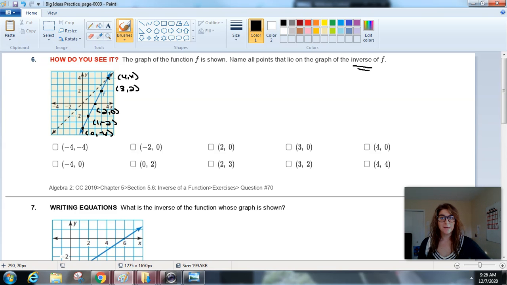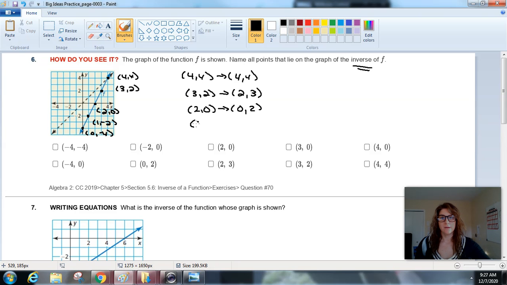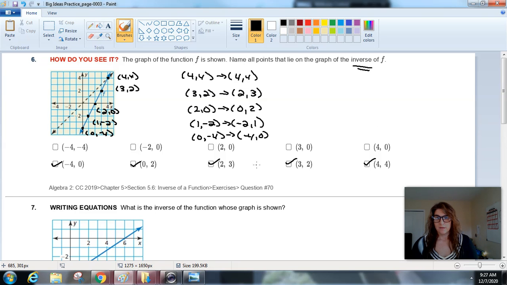So I have all those points that are already there. That is the original function. That means if I was to flip all of them, that one's easy. 3, 2 would flip to 2, 3. You just swap their places. 2, 0 would be 0, 2. 1, -2 would be -2, 1. And 0, -4 would be -4, 0. And that happens to be all of these on the bottom row. Okay, so again, from a graph standpoint, just get the points and then flip your ordered pairs, change your X's and Y's. All right.